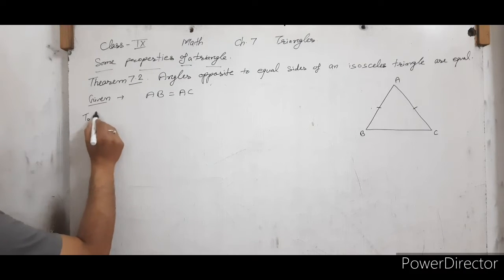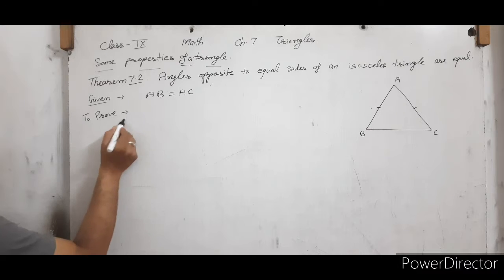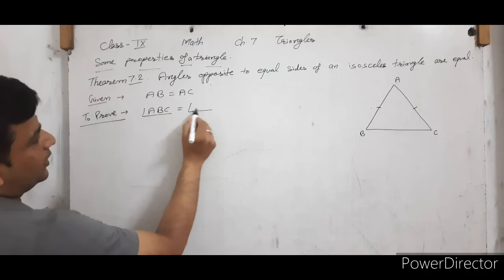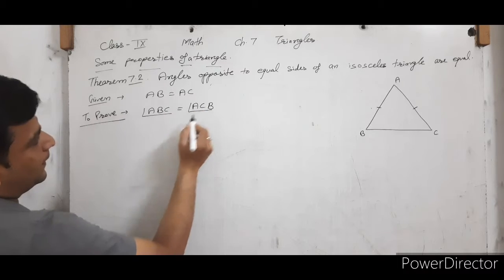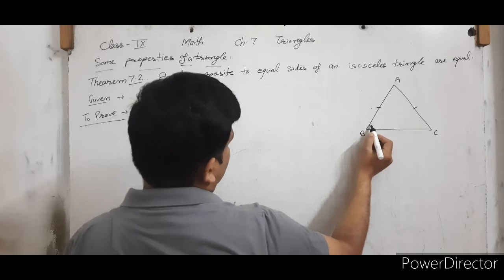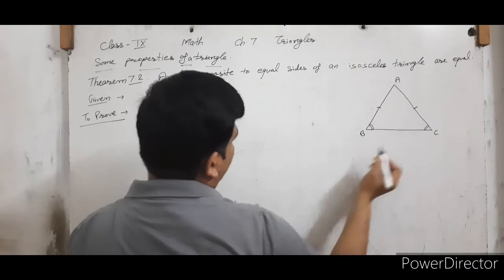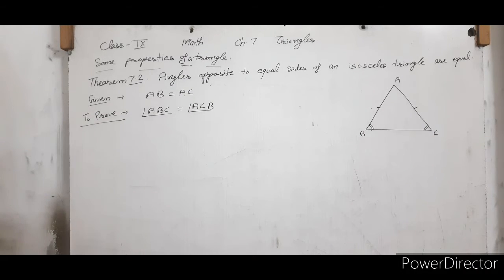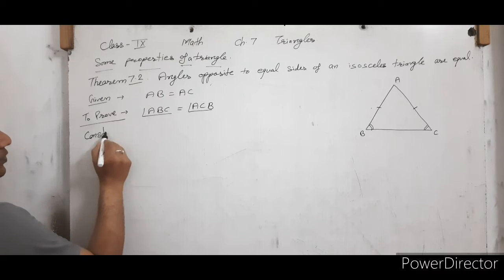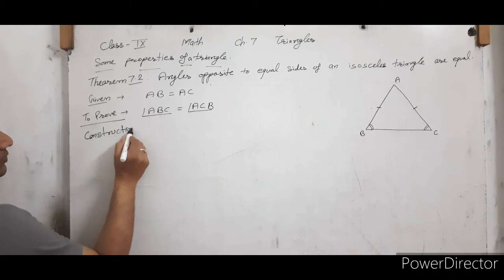To prove, we have to prove that angle ABC is equal to angle ACB, or we can say angle B is equal to angle C. These angles are equal. We have to prove this. We need a construction for this.